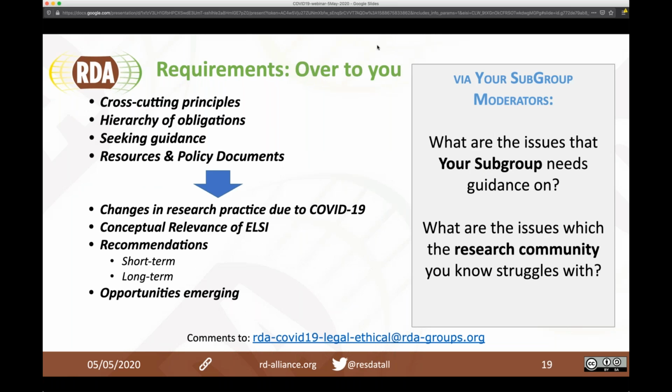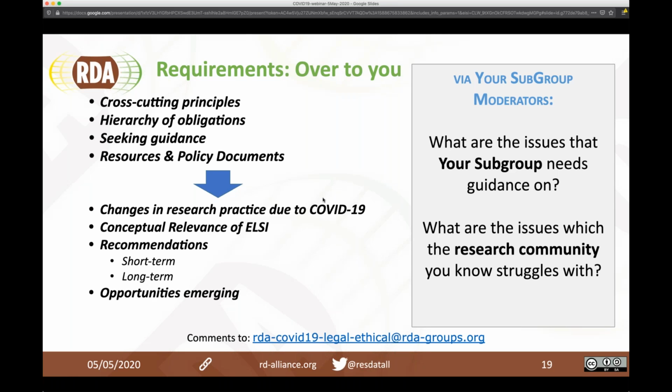And so therefore, on the right-hand side of this chart, we're asking all of the subgroups via your moderators and chairs to tell us what the issues are which you find in your group, but also any of the issues that you are aware of in the research community or indeed the policy community that you're involved in.